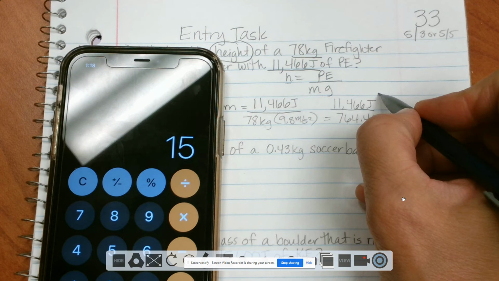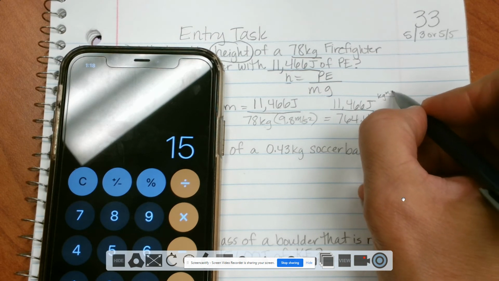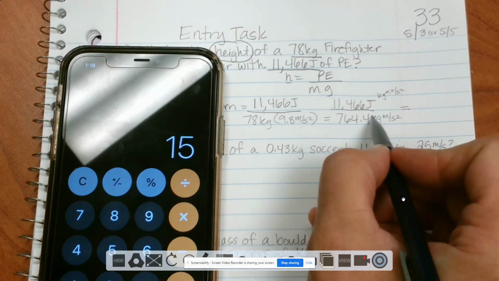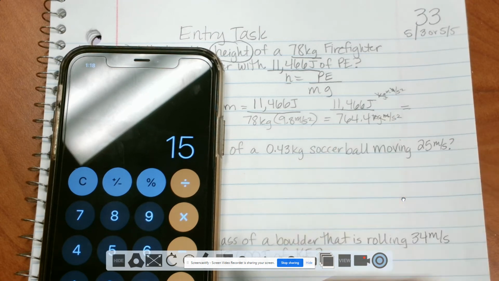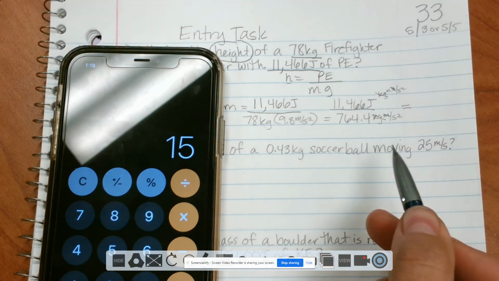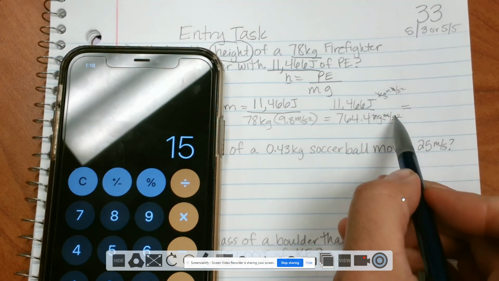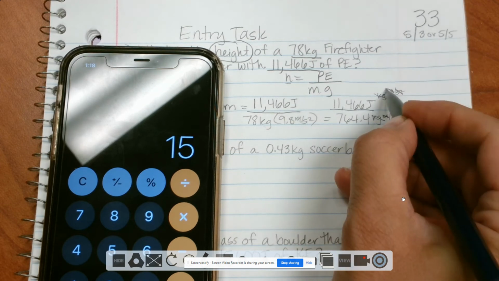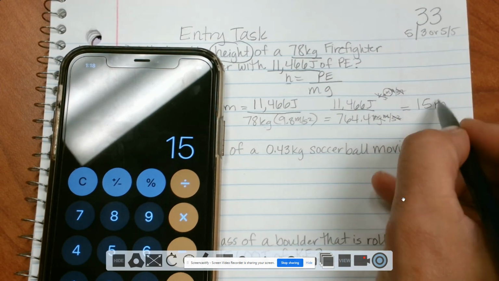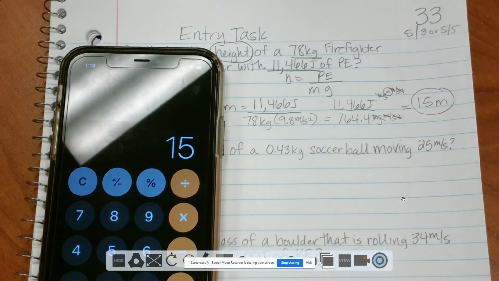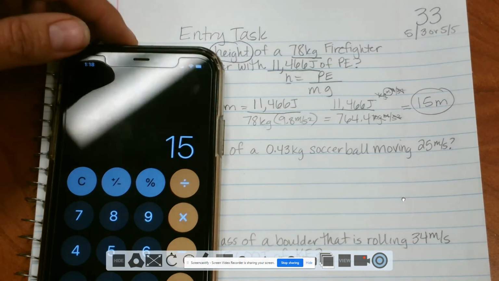A joule is a kilograms meters squared per second squared. Kilograms cancel. The squared on the meter is canceled, and the second squared are both canceled. That meter on top is left. That's what gives us 15 meters. So the firefighter is 15 meters up on their ladder.